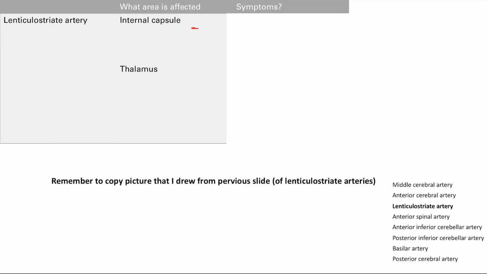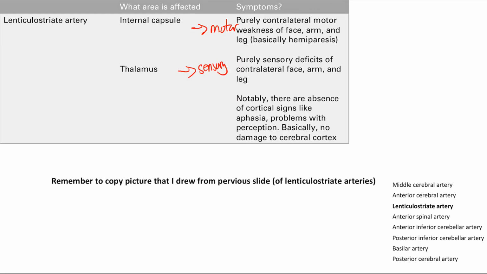Remember, the internal capsule is purely motor. This is where the motor cortex branches go through the internal capsule to the rest of the body. And then the thalamus, what is this? If you damage this, what are you going to get? You're going to get sensory symptoms. This is the sensory relay center. So it's going to be purely motor or purely sensory deficits.